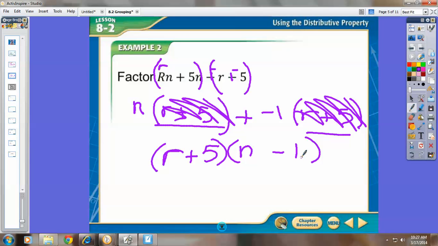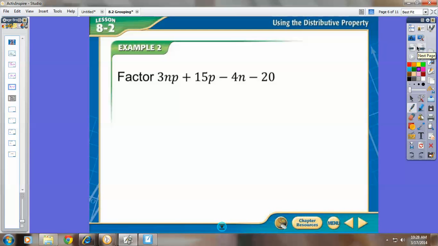Questions? I want you guys to try the next one. I'll go ahead and write your assignment on the board, but don't start your assignment until I've seen this problem that you've tried on your own. Here's this one.